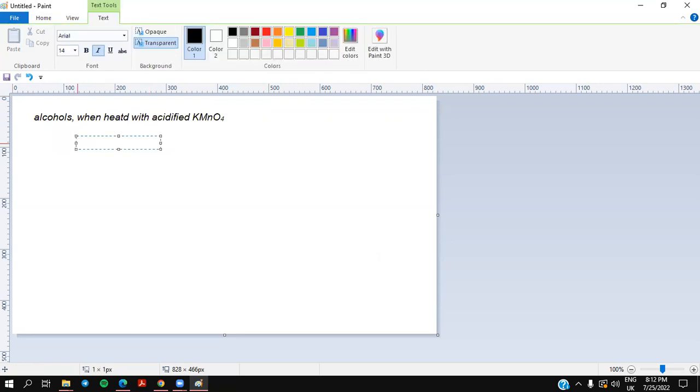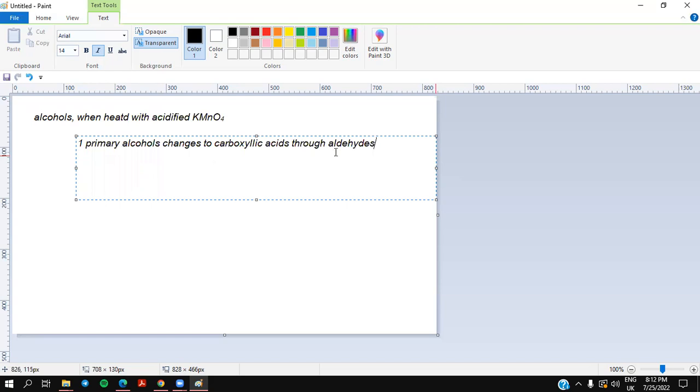First point is primary alcohols change to carboxylic acids through aldehydes. That means the alcohol changes to an aldehyde first. In the second step, it goes to a carboxylic acid. It's about reactions of primary alcohols with acidified potassium permanganate.